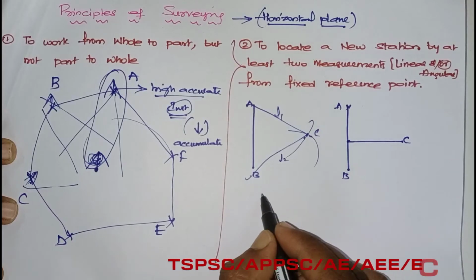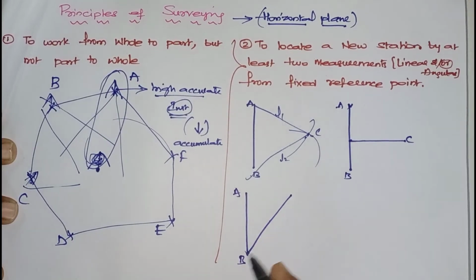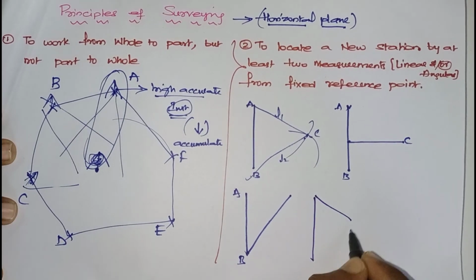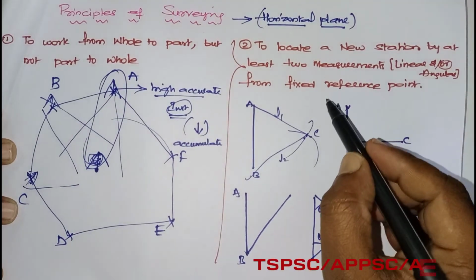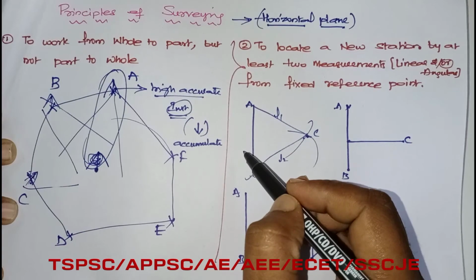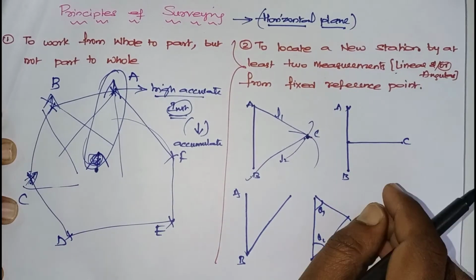Next, with one bearing, or like that both angles I know, theta 1 and theta 2. To fix a new point with reference to a known point, I can fix it by taking linear measurements or angular measurements.